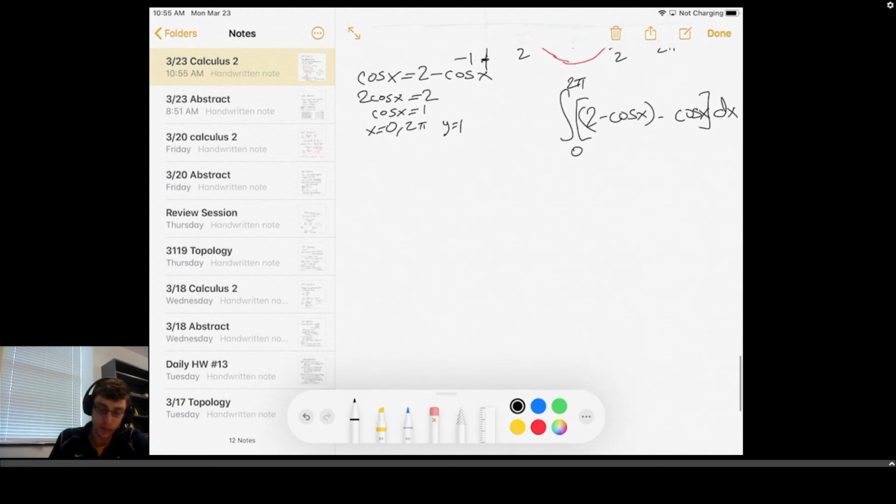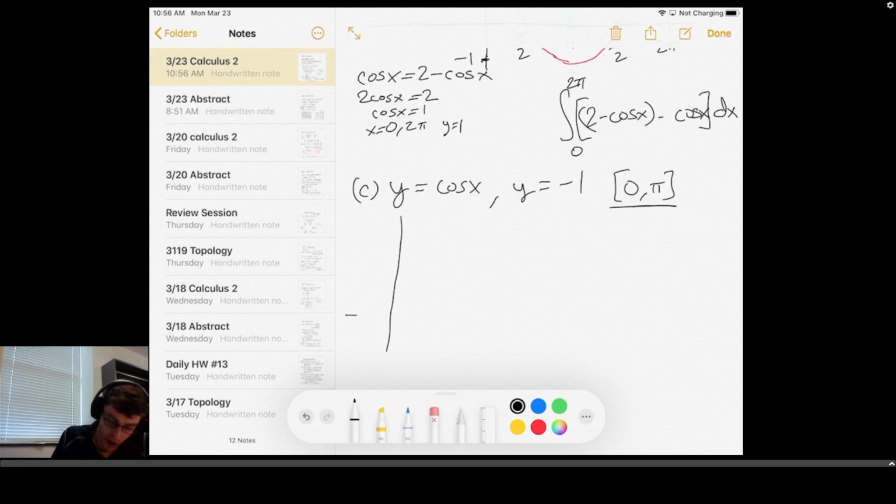Okay. Let's do something else. All right, so C, y is cosine, and y equals -1 on 0 to pi. This is another one that's pretty easy. You don't need to find the intersection points if I give you this interval, but they do intersect at one place at pi, because cosine of pi is -1, but there is no other intersection point on this interval because cosine goes up to 0 there, so that's why I have to tell you the x.